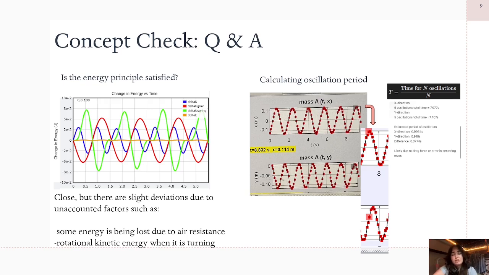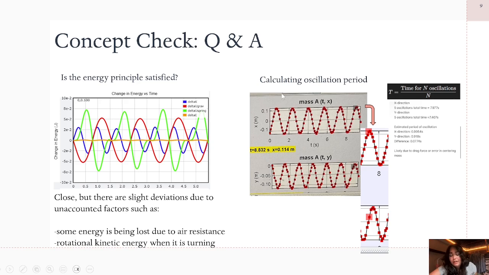Some concept question answers. The first one was, is the energy principle satisfied through this modeling? You'll notice that it was very close to doing that, but there are some slight deviations. On that delta E yellow line, it's right by zero, but you can see it tapering up and down just slightly. And that could be due to some energy being lost through air resistance, and that rotational kinetic energy that's not considered when it's turning, because it was creating a movement that was oscillating but also swinging.